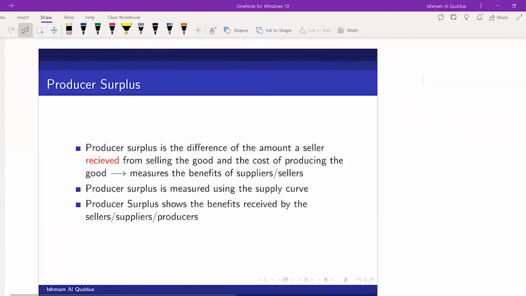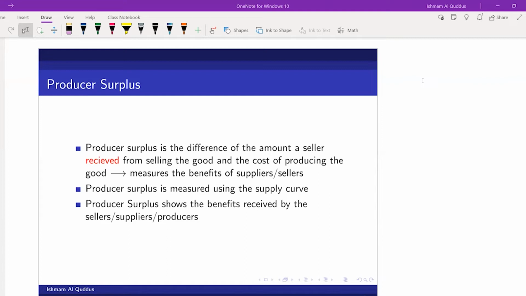Hi everyone. So we already talked about consumer surplus, and you notice that consumer surplus actually deals with the demand side. Now we are going to look into the suppliers' side. So we are going to talk about producer surplus.